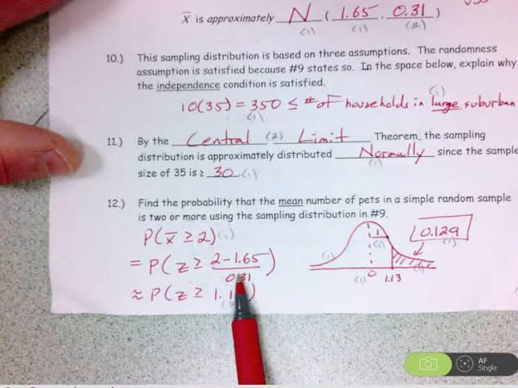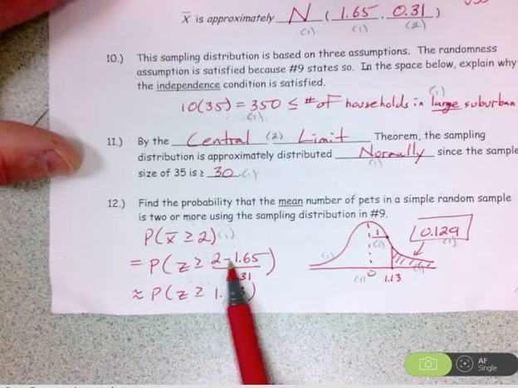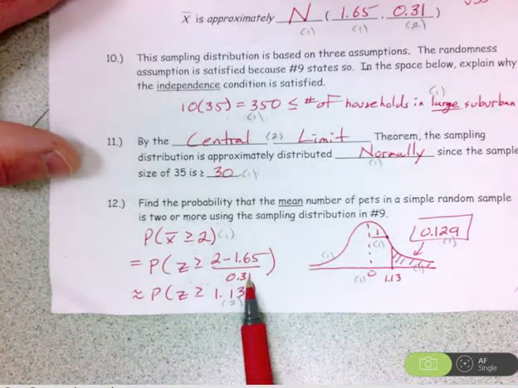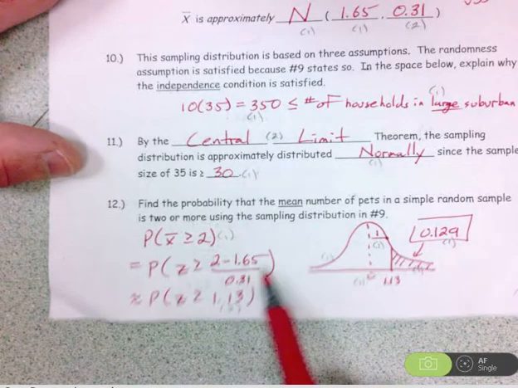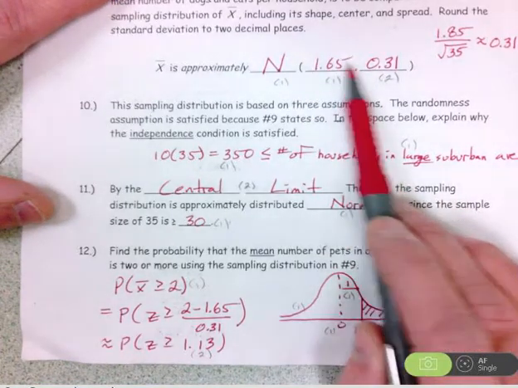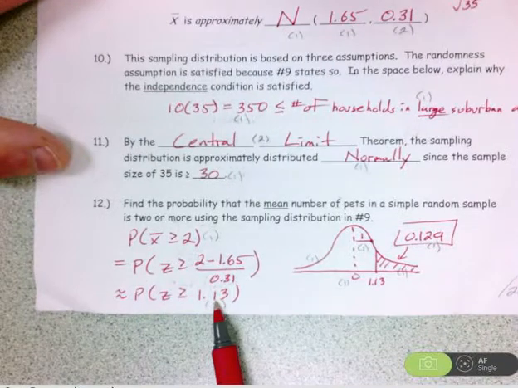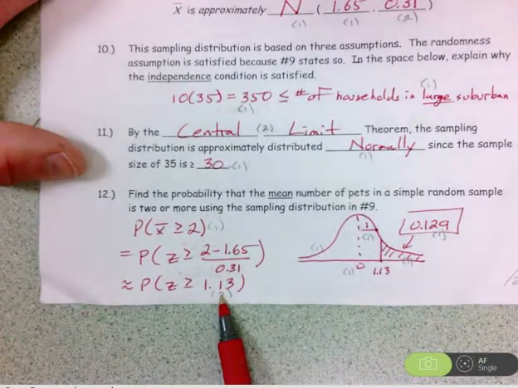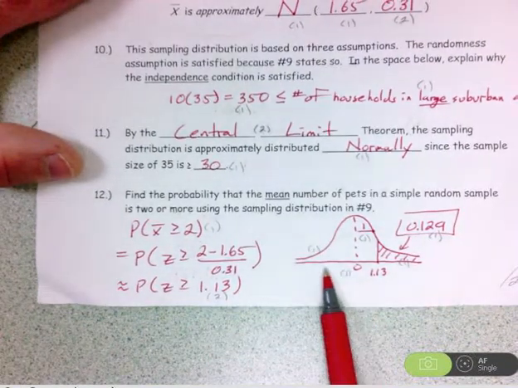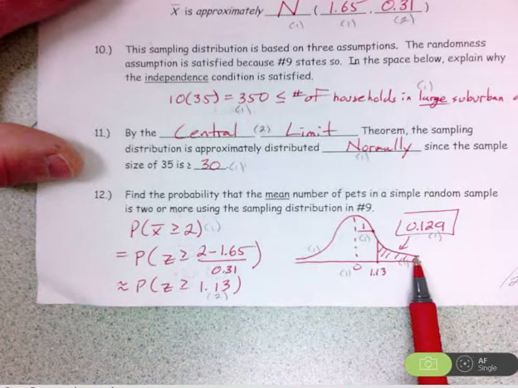You need to turn that into a z-score. So 2, take away the mean of 1.65 divided by the standard deviation of 0.31. You should be using your mean and standard deviation from number 9. That gives you a z-score of 1.13.